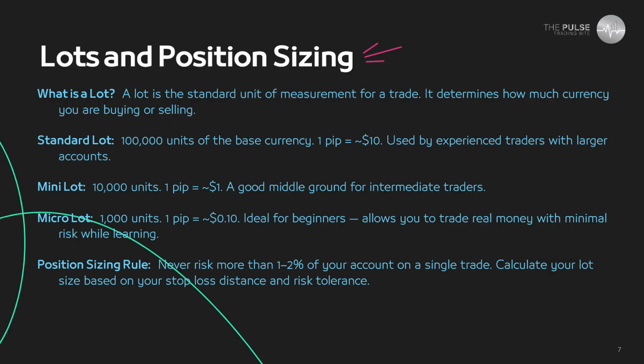So never risk more than 1 to 2%. What people do is, they have an account of 50,000 and then they just go for the standard lot. Let's say their account is 50,000. If they're using a prop firm, or if they are using their own money with $10,000 or $20,000, and then they go with the standard lot, they're going to blow the account. Not today, maybe tomorrow. So calculate your lot size based on your stop loss distance and risk tolerance.